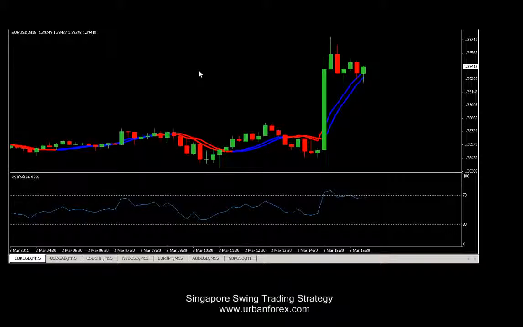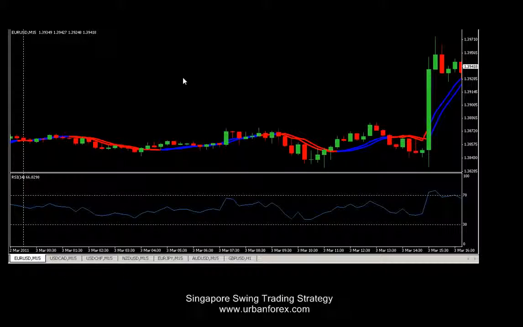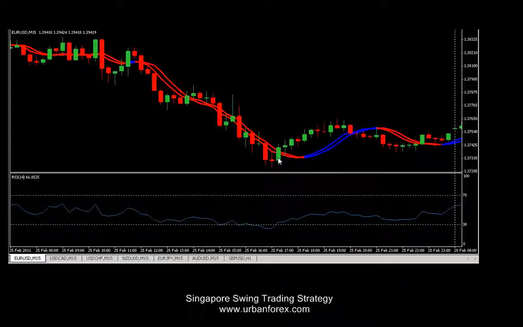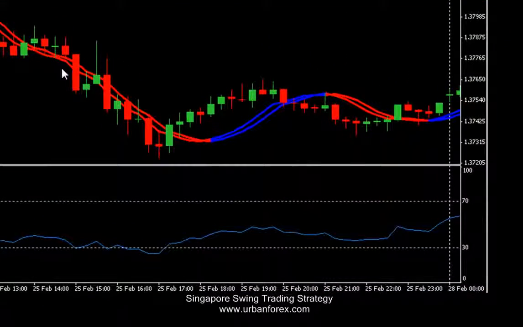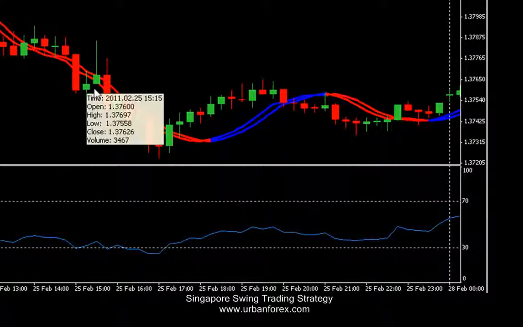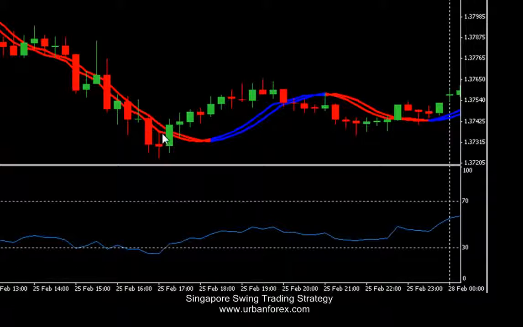Okay, so let me show you some examples here. Let's start with the buy example. Let's scroll back and find you one. Alright, here we have a buy example. You can see that the market was trending all the way down, giving us these two red moving averages, and you can see that down here our RSI closed or started turning down below the 30 level.